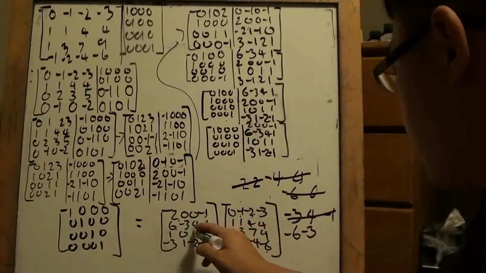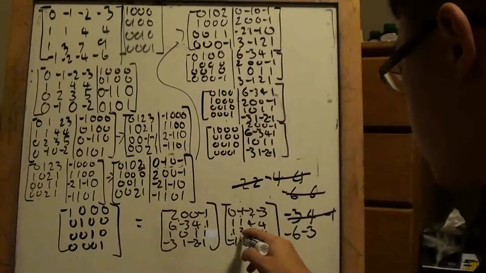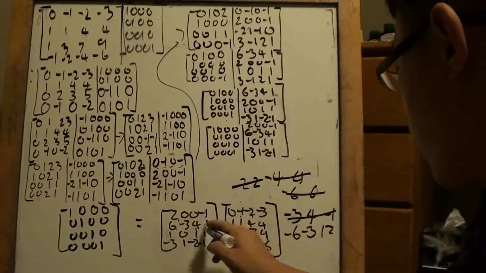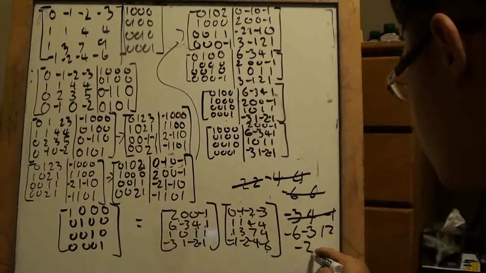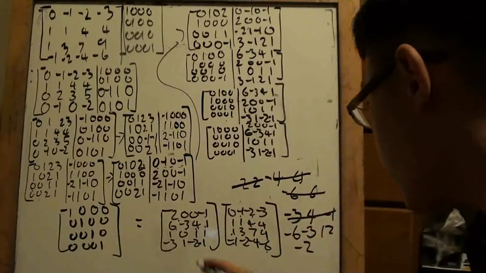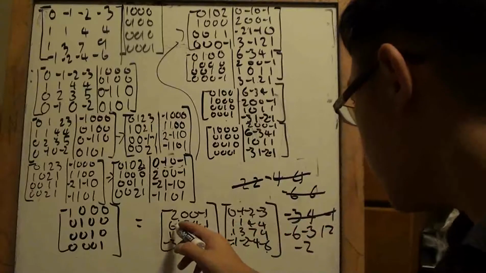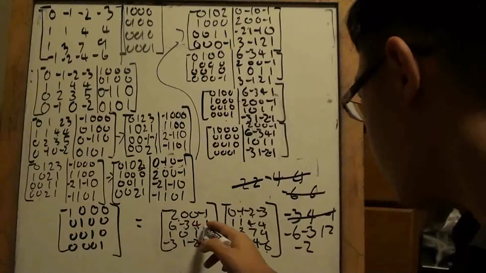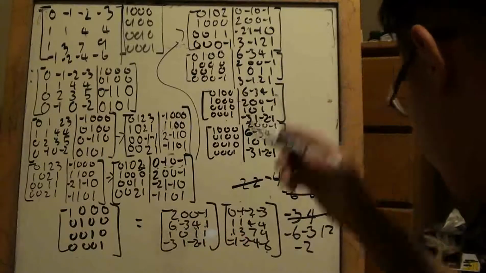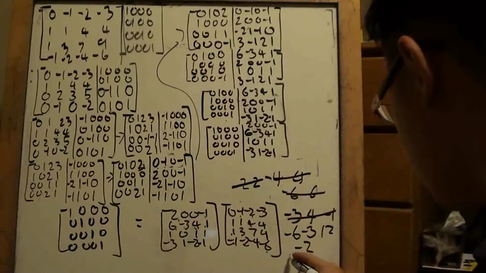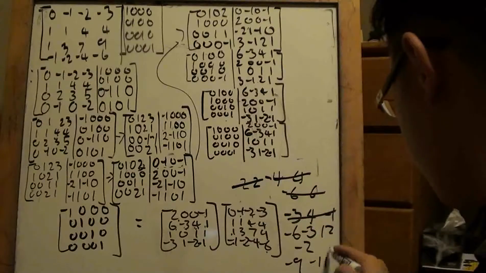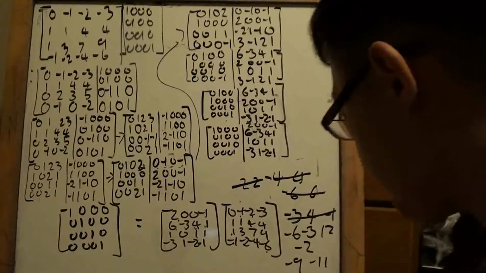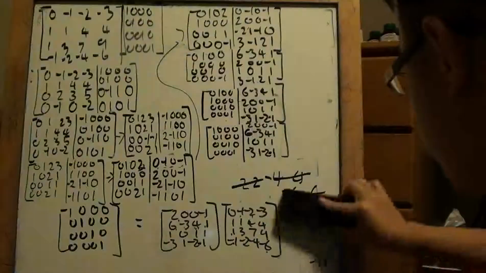Ooh, I'm getting a little nervous. 4 times 3 is 12. And 1 times negative 2. Wait, no. Is that right? Negative 6, negative 3, 12. Yeah, that's going to be right. Oh man, I don't like this. It's going to be negative 9, negative 11. Oh, nice. It is this one. Yeah, okay. Nice.